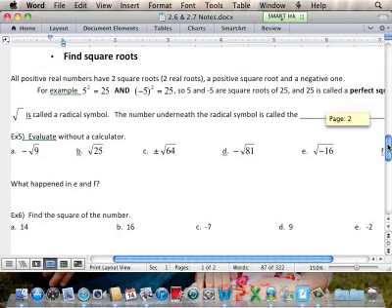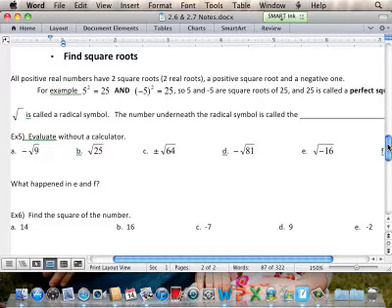All right, finding square roots. All positive real numbers have two square roots, a positive square root and a negative one. So for instance, 5 squared equals 25 and negative 5 squared also equals 25. And so we would say that 5 and negative 5 are square roots of 25. And since those are nice integers, we would call 25 a perfect square.